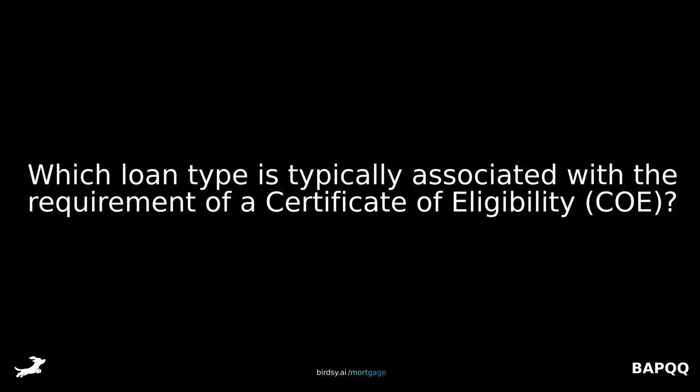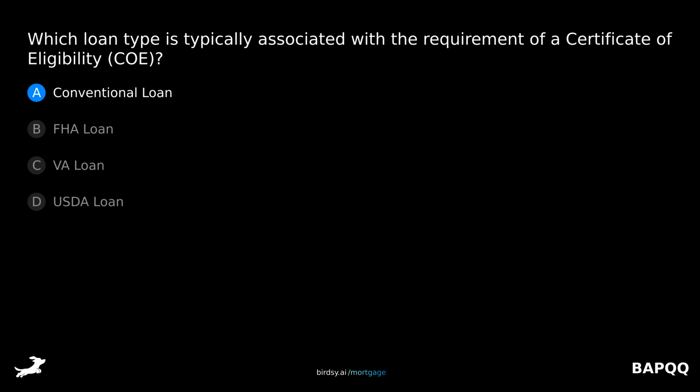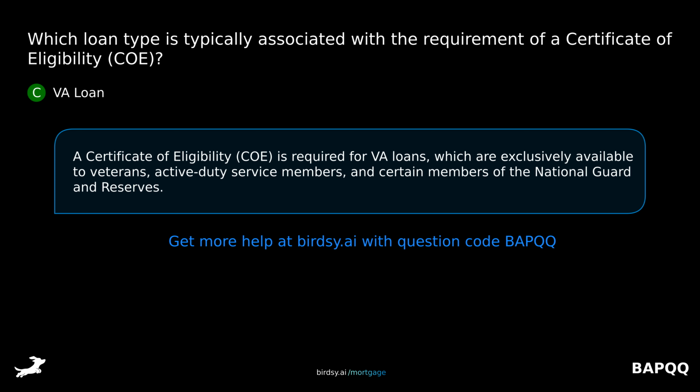Which loan type is typically associated with the requirement of a certificate of eligibility? Is it A, conventional loan, B, FHA loan, C, VA loan, or D, USDA loan? The answer is C, VA loan. A certificate of eligibility is required for VA loans, which are exclusively available to veterans, active duty service members, and certain members of the National Guard and Reserves.